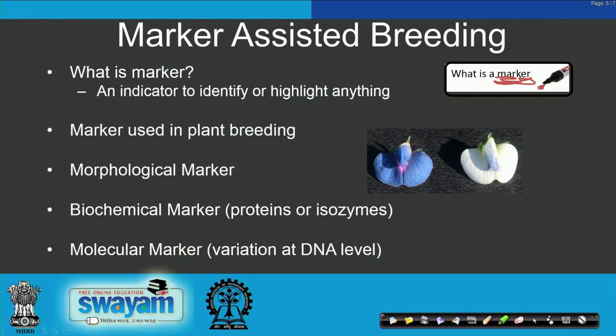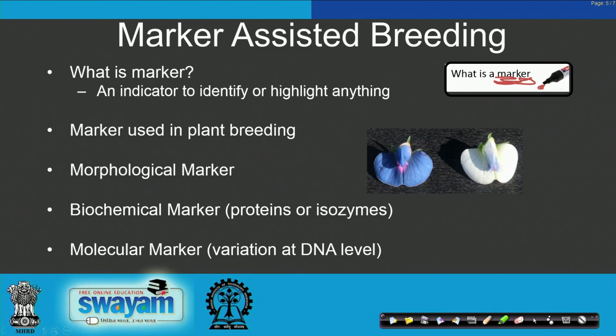Hello everybody, let us discuss module 2. In module 2, first we will discuss marker assisted breeding. In the last lecture, we talked about the conventional plant breeding method, but nowadays most breeders follow marker assisted breeding. So, before going to the topic, first we have to know what a marker is.